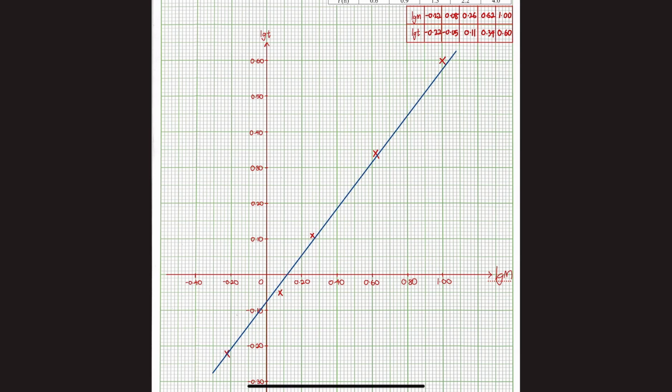Maybe I should shift this down a bit more. Yeah, I think this looks like my line of best fit here. Okay, something like this, whereby there should be even points on the left and right side of the line. Maybe I can shift this a bit more to make it more accurate.